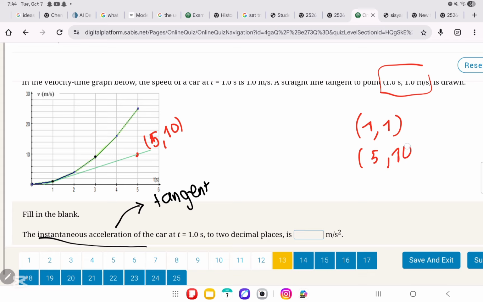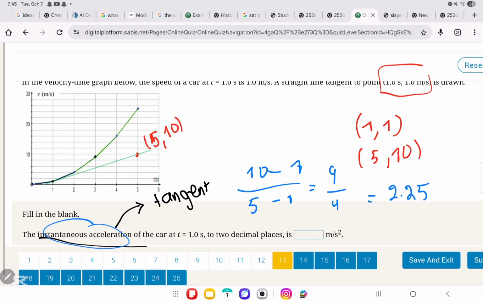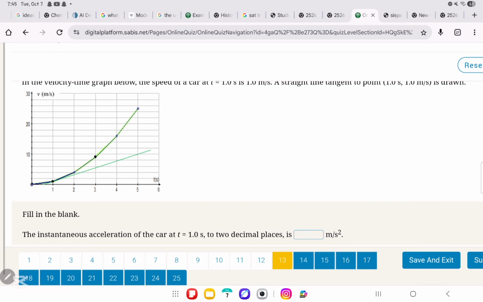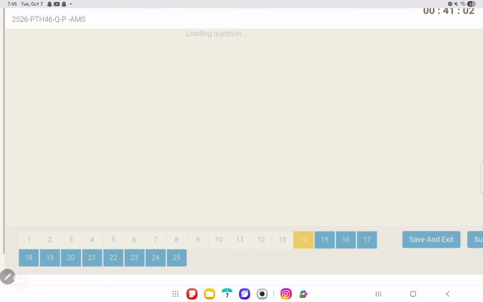What can I do? I will find the slope of the tangent, and just like that, I will find the instantaneous acceleration. So it's going to be 10 minus 1 over 5 minus 1. That's going to be 9 over 4, which is 2.25, if I'm not mistaken. So perfect. Our answer over here is 2.25 meters per second squared.